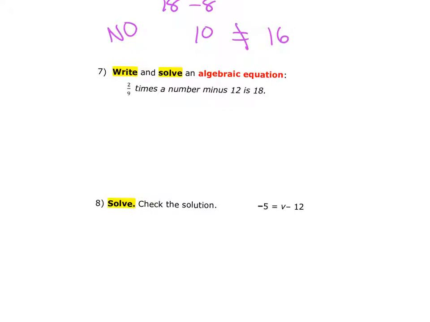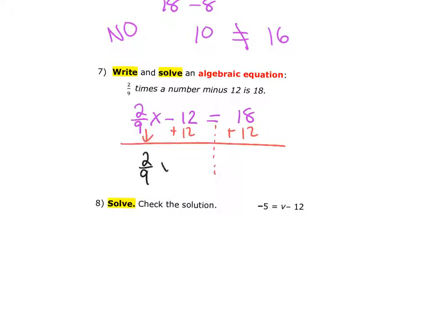Write and solve an algebraic equation. So I know I'm going to have an equal sign. 2/9 times a number, minus 12 is 18. There's my equation. And then you solve it. Dotted line down the bottom. And then you undo that minus 12, add 12 to both sides. Don't freak out about the fractions yet. You get 2/9 x is equal to 30.